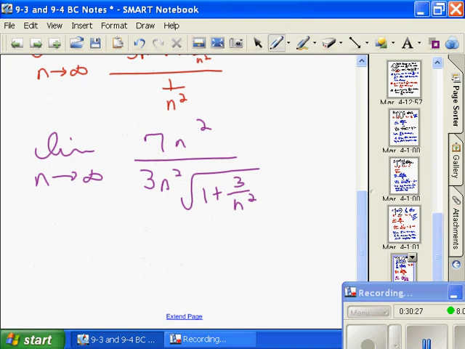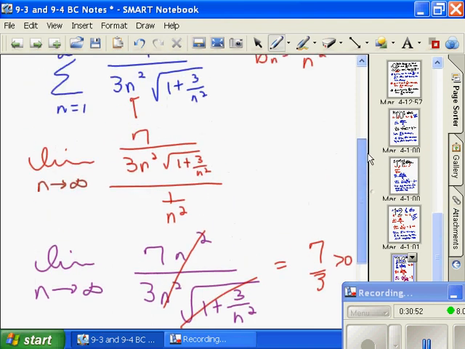Now let's plug in infinity. If I plug infinity into 3 over n squared, it's going to go to 0. So I have the square root of 1 plus 0, which is going to go to 1. Then my n squareds, I can think about those as canceling. So basically I get 7 over 3, which is greater than 0.